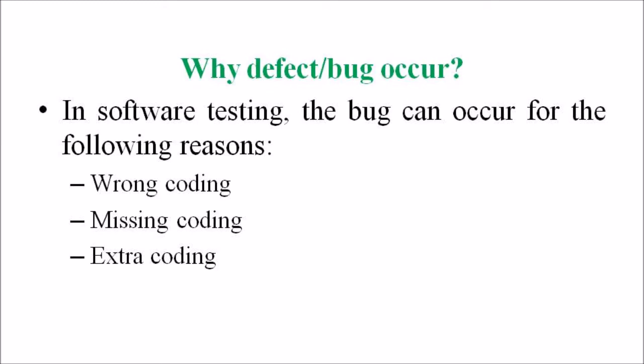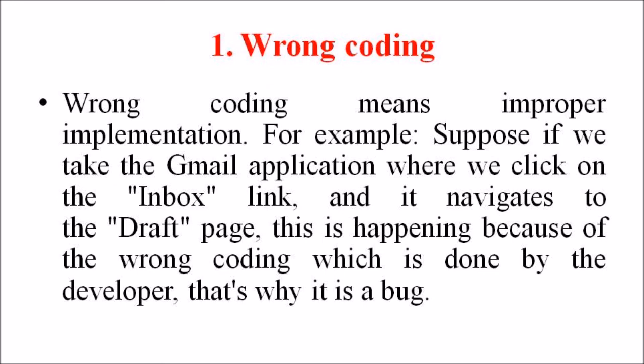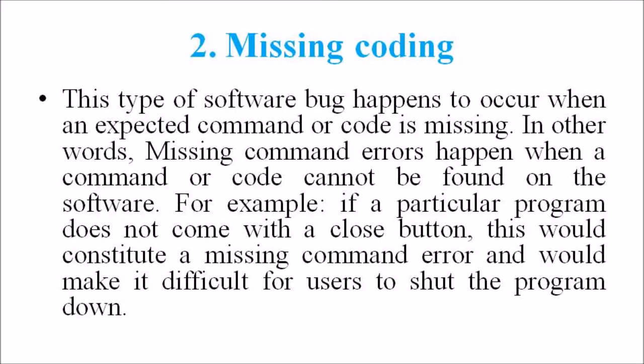Wrong coding means the improper implementation of a particular software. For example, suppose we are taking the Gmail application where we click on the inbox link and that particular inbox link navigates to the draft page. This happened because of the wrong coding which is done by the developer. So that particular coding is a bug condition code, and this type of error is known as wrong coding.